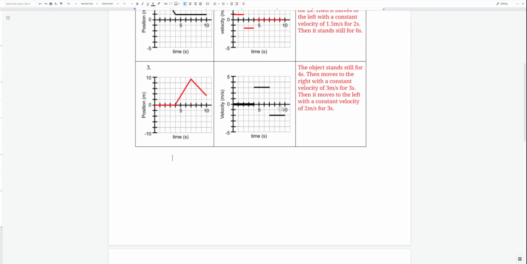And then in the last 3 seconds here, it's going negative 2 meters per second for 3 seconds. So that's negative 6 meters. It travels 6 meters in the negative direction. So if it was at 9, it just ends down here at positive 3.